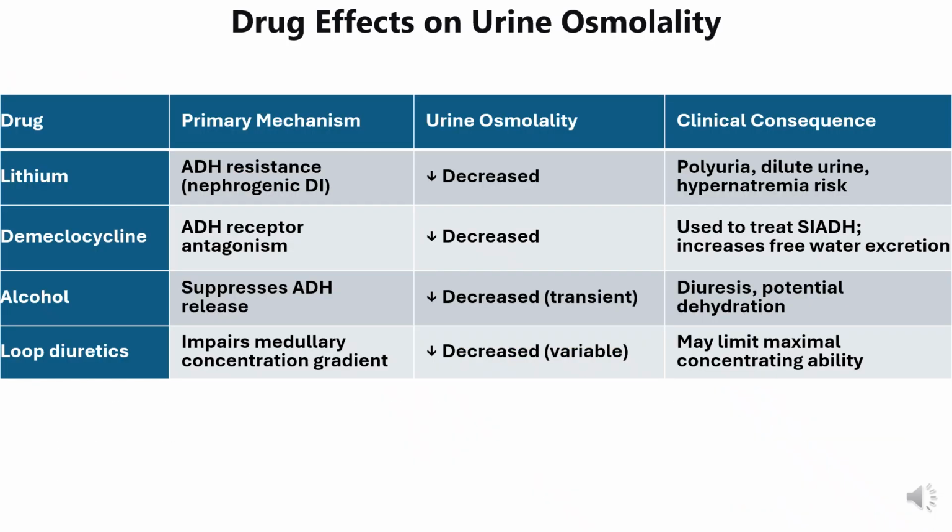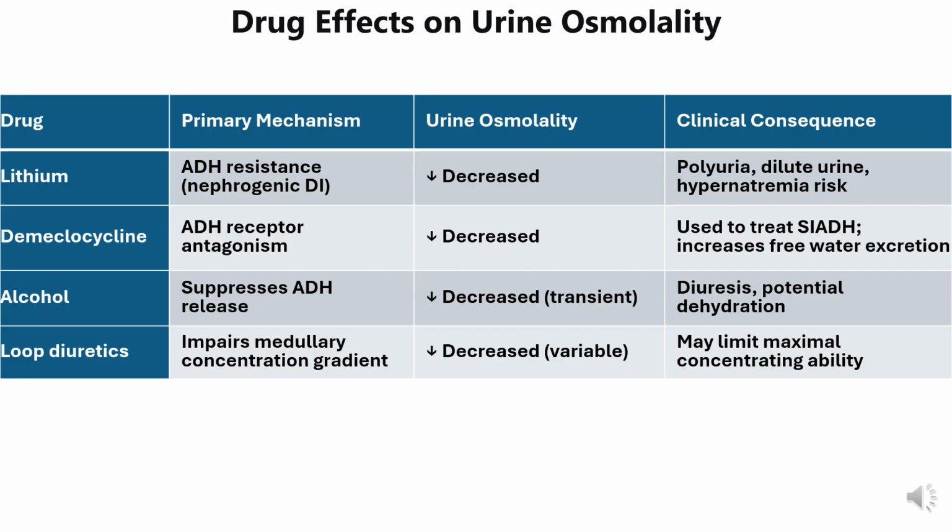How drugs that affect ADH alter urine osmolality. Urine osmolality is largely determined by the action of antidiuretic hormone, ADH, also called vasopressin, on the renal collecting ducts. ADH increases water reabsorption, producing concentrated urine, high osmolality. Drugs can alter urine osmolality by interfering with ADH synthesis or release, blocking its renal effect, or altering the medullary concentration gradient.